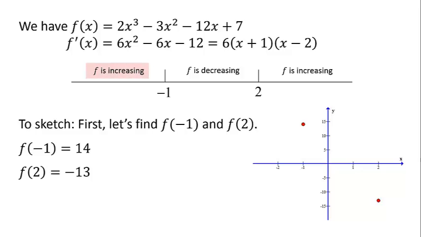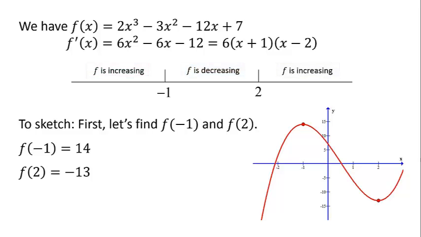Now, we found that f is increasing when x is less than -1, so we will sketch a function which increases until it gets to -1. Between -1 and 2, we found that our function is decreasing, so we will sketch a function which decreases here, being sure to connect our graph to the points we found. Finally, we found that f increases for values of x larger than 2, and so we will sketch this portion as well, giving us a sketch of the function 2x cubed minus 3x squared minus 12x plus 7.